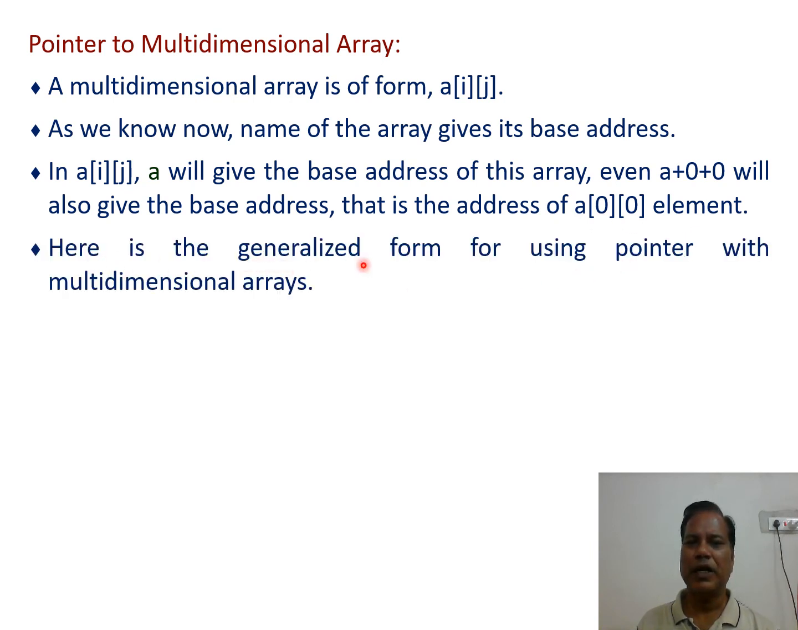Here is the generalized form for using the pointer with the multi-dimensional array. *(*(pointer + i) + j) is the same as A[i][j].